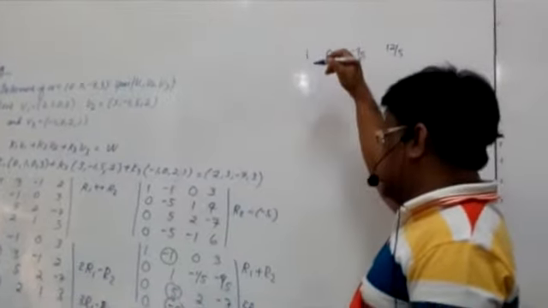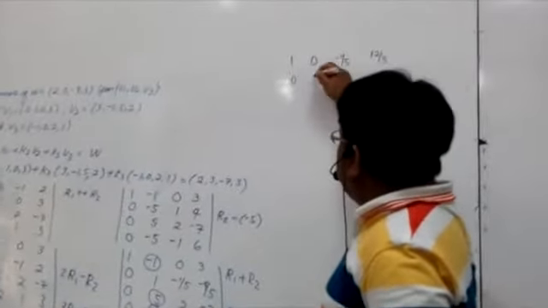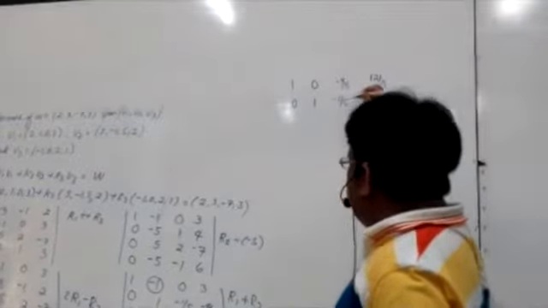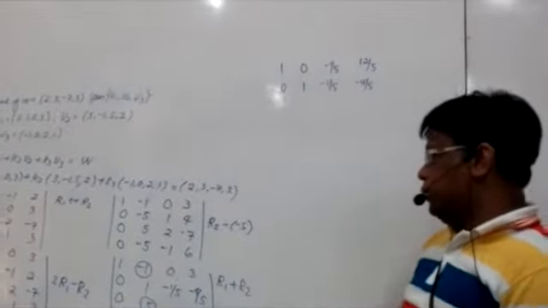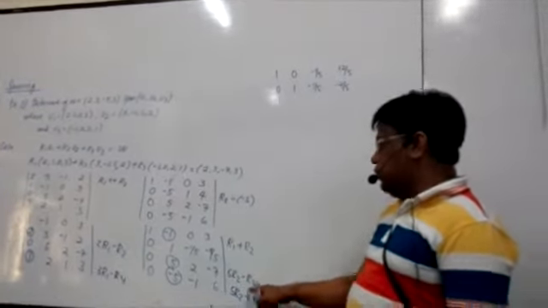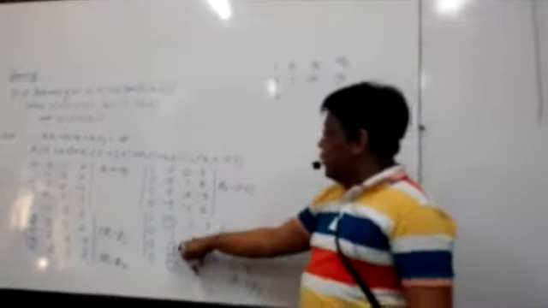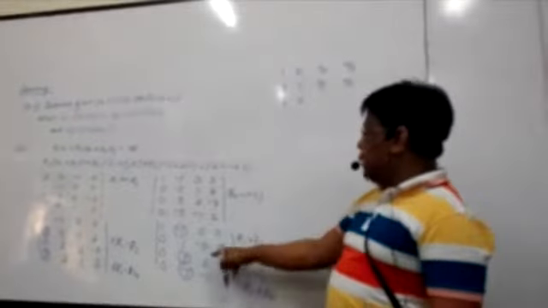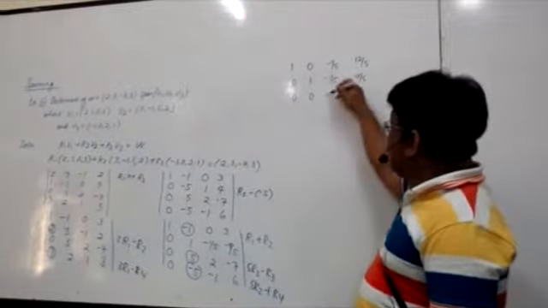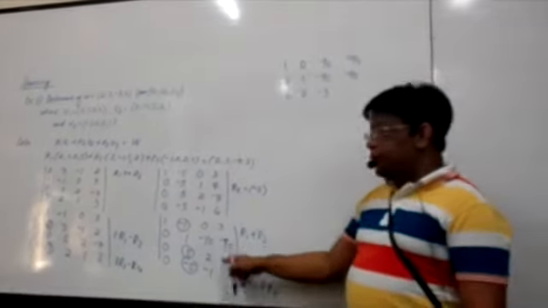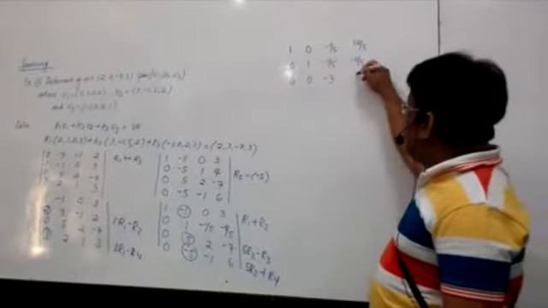Okay, next one, class. You have now 0, 1, negative 1 fifth, and then negative 4 fifths. Okay, what about now the third row? Using this operation, 5R2 minus R3, so 5 times 0 minus 0 is 0. 5 times 1, 5 minus 5, 0. 5 times negative 1 fifth will give us negative 1 minus 2, negative 3. 5 times negative 4 fifths will give you negative 4 plus 7, positive 3.